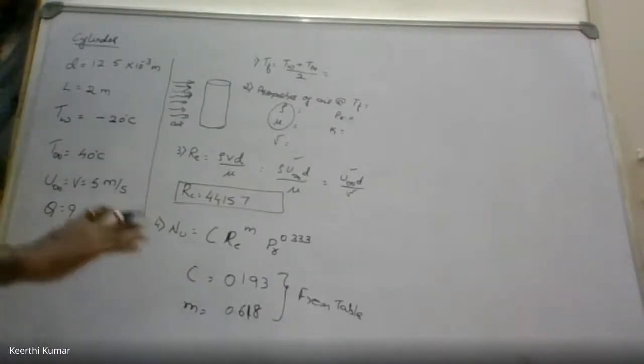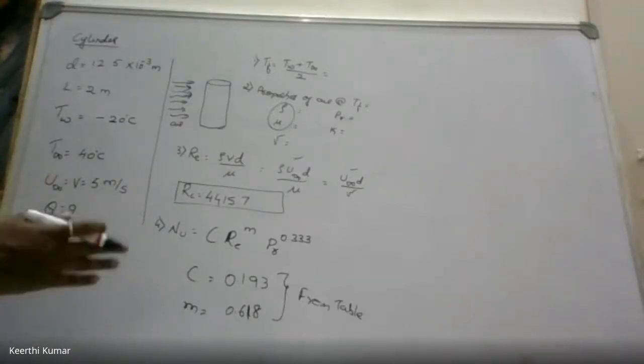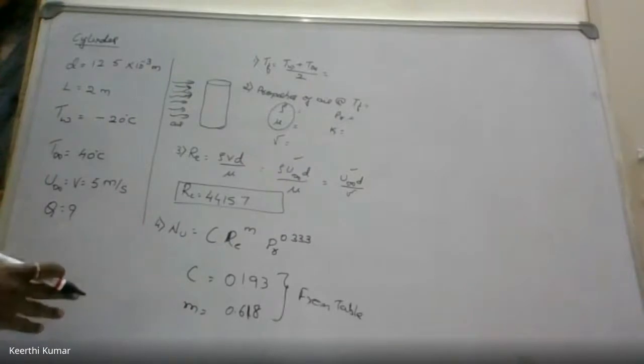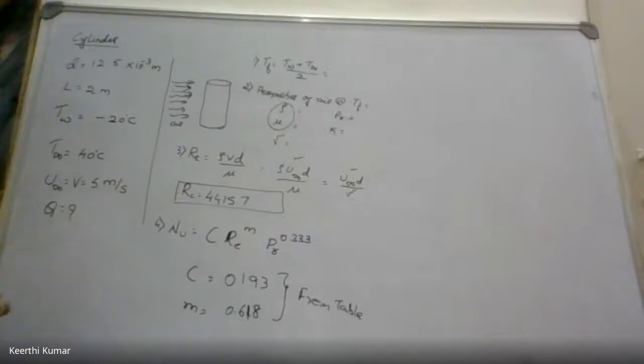Rho VD by mu will not be less than 0.4. The only possible way is that it may exceed 4 lakh. We will see what to do if it exceeds. As per my knowledge, whatever problems he has given till now will lie within that range of 0.4 to 4 lakh. Okay, so you'll get the value of C, you'll get the value of m, and find out the Nusselt number.